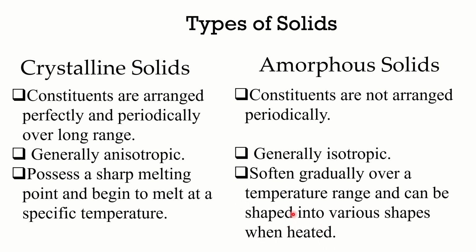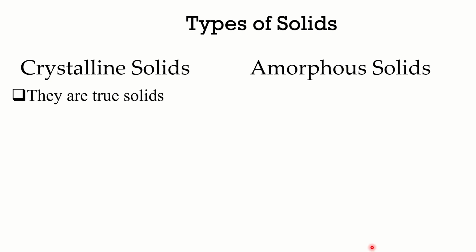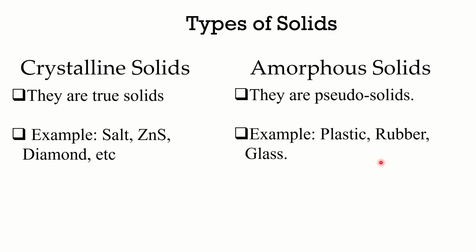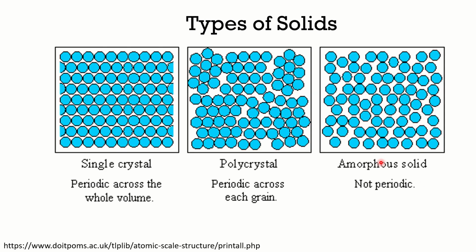You can consider plastic. If you heat a plastic, it will not melt, but it will change its shape. It will get softened. So plastic is one example of an amorphous solid. Crystalline solids are true solids, whereas amorphous solids are pseudo solids. Examples of crystalline solids: salt, NaCl, zinc sulfide, diamond, etc. Amorphous solids: plastic, rubber, glass, etc.